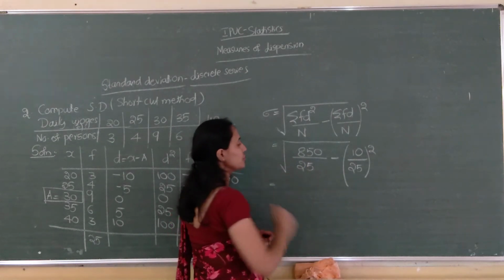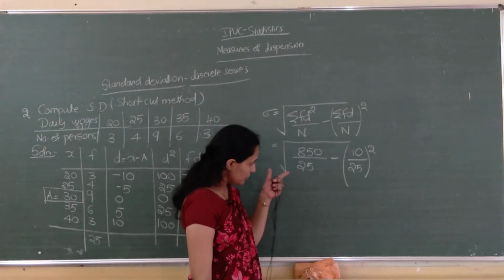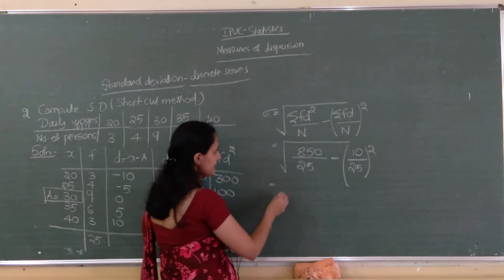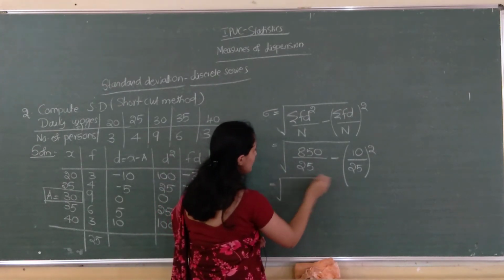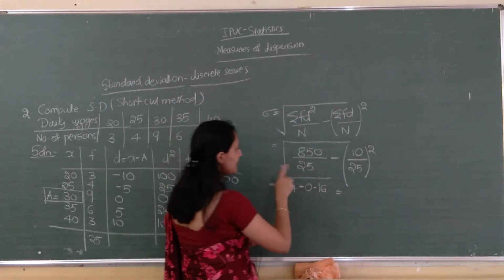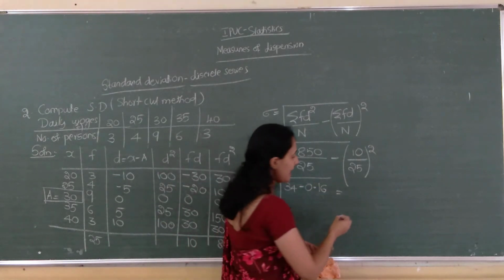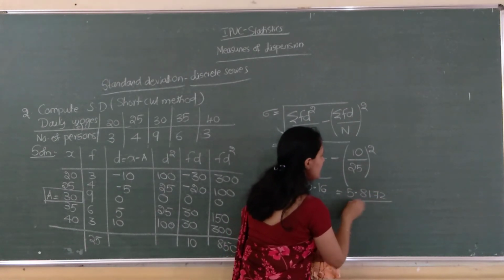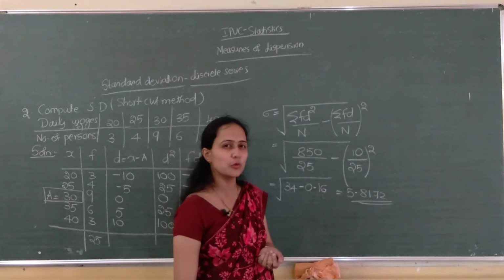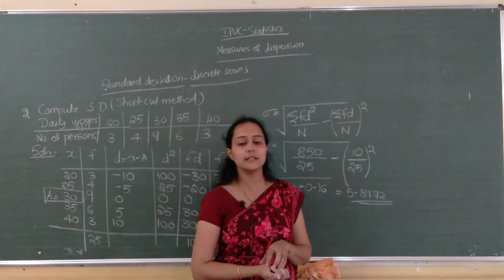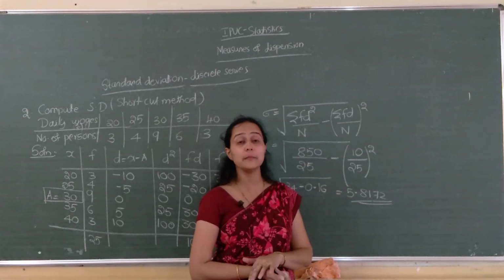So, just go through the calculator and do the problem. 850 divided by 25 is 34. This one, 34 minus 0.16. You will get one answer. Its square root is 5.8172, approximately 5.82. So in both cases we get the same answer.